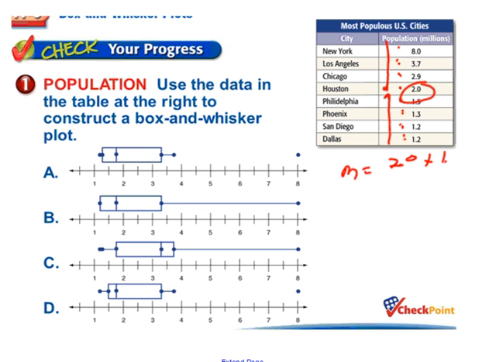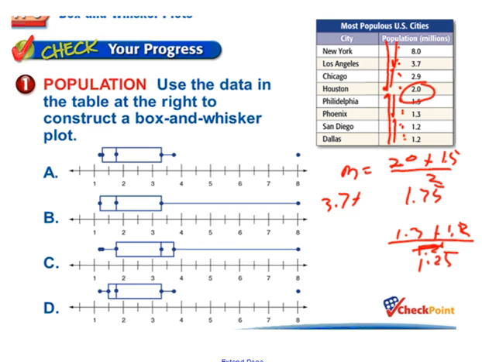The median is 2.0 plus 1.5 divided by 2. When I divide that out, it's 3.5 divided by 2, which is 1.75. I calculate my lower quartile. I come down two and up two, so it's between 1.3 and 1.2. The average of 1.3 and 1.2 is 1.25. For the upper quartile, again I go up two and down two, and it's the average of 3.7 and 2.9. 3.7 plus 2.9 divided by 2 is 3.3.